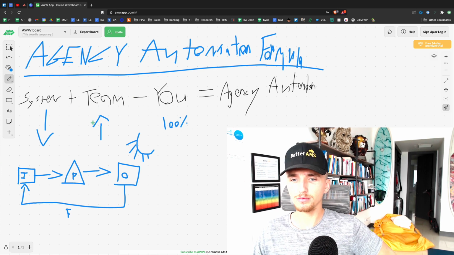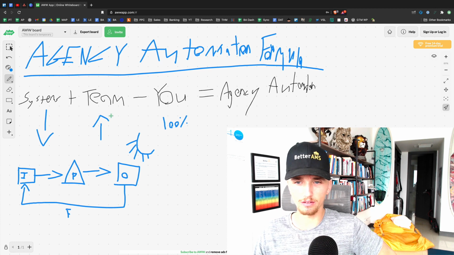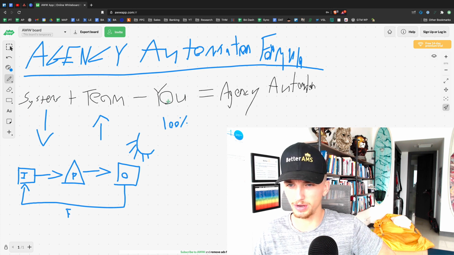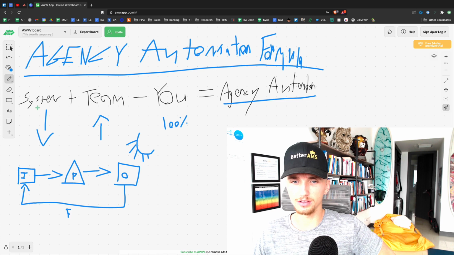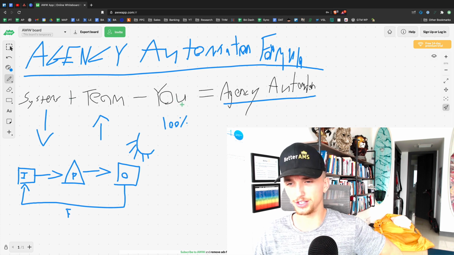Now, team, this is more or less just making sure you have a great team, which the team element is what kind of minuses you out, and the systems element. That's why we add these two together, and then we minus you, and more or less we get agency automation, assuming you've done your best to build great systems, a great team, and fully subtract yourself.